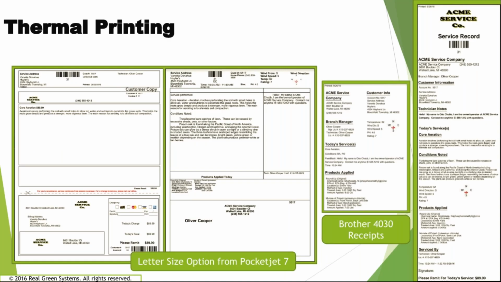For thermal printing, on the left we have an example of a PocketJet 7 invoice, the front and back. Because this is all printed from the field, there is no front side to print on, or it's 2 separate pieces. It's not printed front and back. And there are also 2 examples of the Brother 4030 receipts.